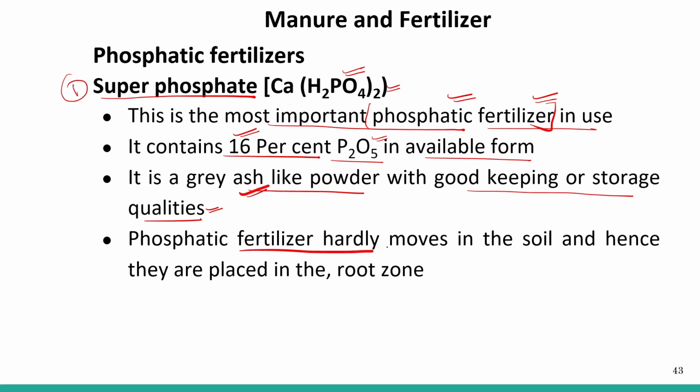Phosphatic fertilizers hardly move in the soil, and hence they are placed in the root zone. So it does not move from place to place, and it should be properly placed at the root so that it can be absorbed from there. If we keep this fertilizer away from the root, then it won't be absorbed, because it is not readily movable.